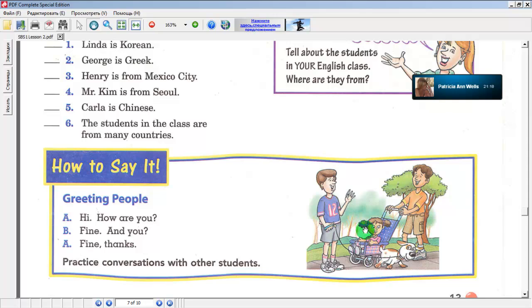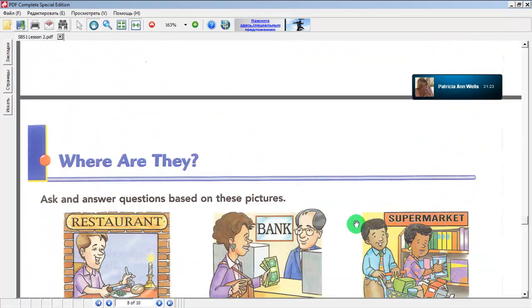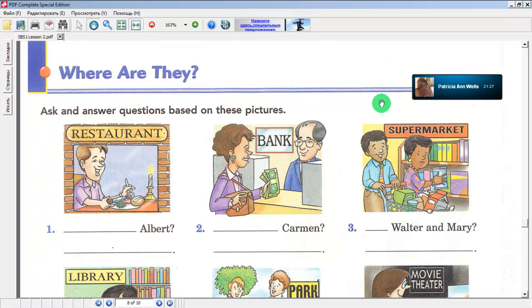Now, where are they? So let's go to page 40. Where is Albert? Be careful. Where is Albert? He is in the restaurant. Where is Carmen? She is in the bank. Where are Walter and Mary? They are in the supermarket.